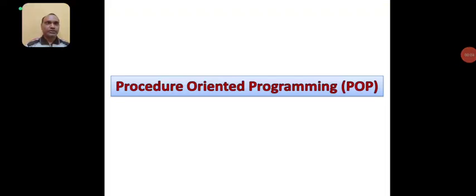Welcome to this session. In this session, we are going to discuss the differences between procedure-oriented programming languages and object-oriented programming languages. You know that there were many computer programming languages developed over the years by the computer scientists. So we are having a variety of computer programming languages like first generation, second generation, third generation, and fourth generation computer languages.